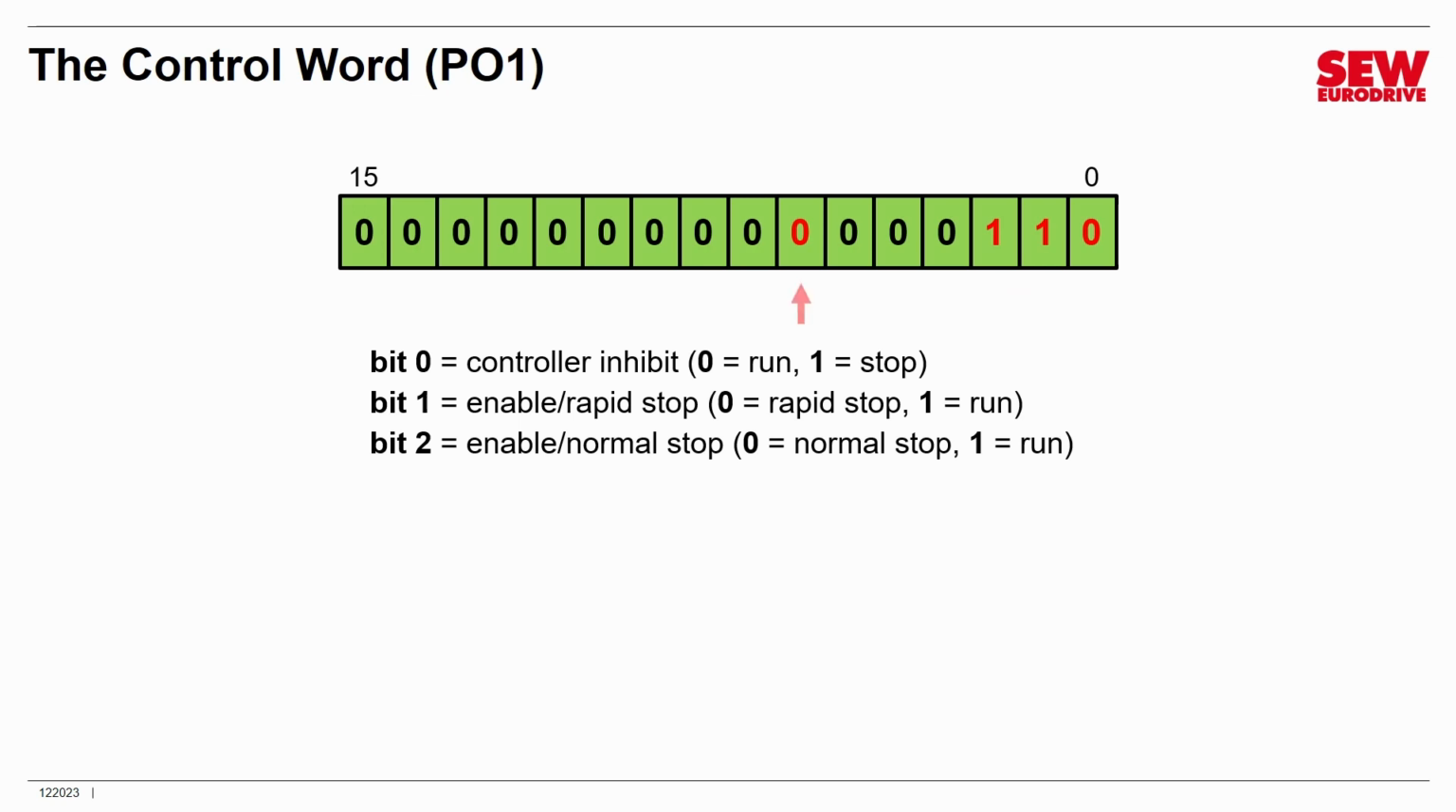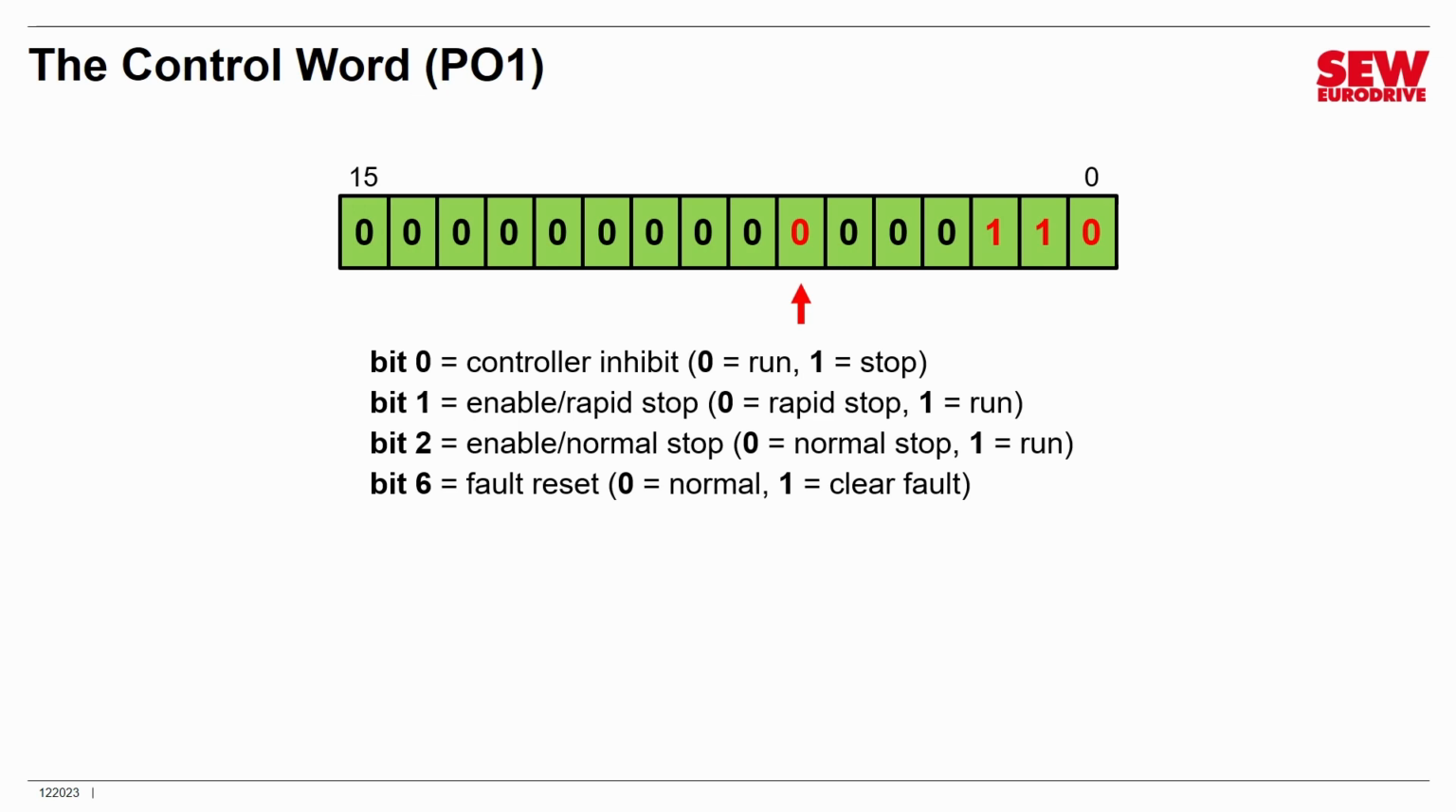And then this last bit, bit 6, is the fault reset bit. If your VFD is faulted, you can clear the fault over the fieldbus. What you do is you set this bit to a 1 and then change it back to 0, which is normal operation.